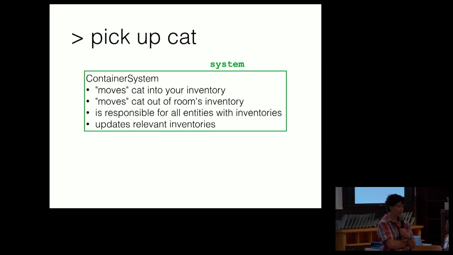So I've been using a system per component class, and then I use that system whenever I want to make changes to a particular component type. So for example, I have a container component and a container system. And the container component is just an inventory attribute. And then the container system stores the code for moving things in and out of that container. And that's super important if you want to make a performant ECS system.